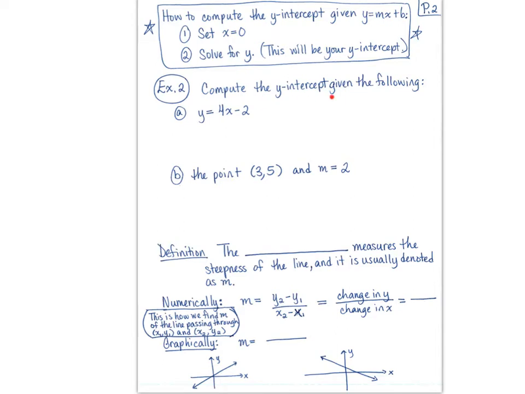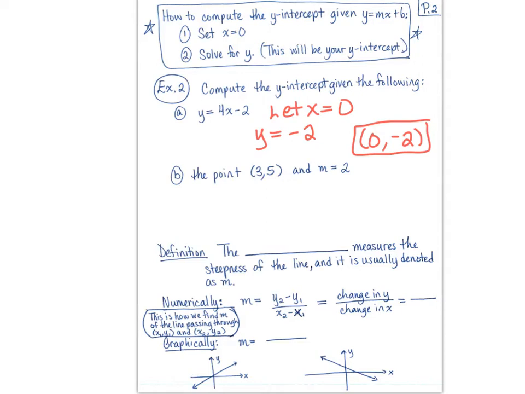So let's compute the y-intercept given the following. Given y equals 4x minus 2, if we use the method described in the box above, we need to let what be 0? X, good, so let x equal 0. And then that means y is equal to what? Negative 2, good. So your y-intercept would be (0, negative 2). Notice your y-intercept is on the y-axis, so x is always going to be 0.